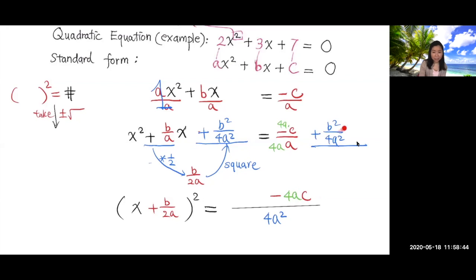But what about this b squared? The b squared has a positive coefficient, so I'm going to put the b squared in front over here. So b squared over here. Are you guys with me?